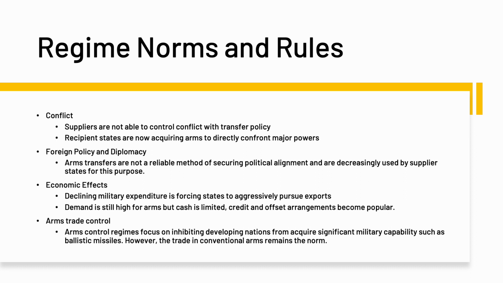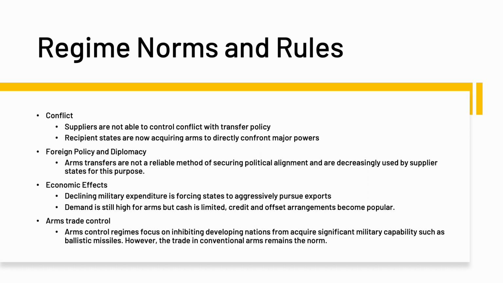So we also find during this period of time that demand is still high for arms, but the cash is now limited. So we see that credit and offset arrangements are becoming increasingly popular. And not only is cash limited at this point in time, partially because your two major buyers during this period of time, Iran and Iraq, by the end of the 80s, were basically broke, and you weren't able to actually export arms out to them in the first place. But it's also because the weapons themselves are becoming increasingly expensive, right? So credit and offset arrangements are becoming increasingly popular during this period of time.